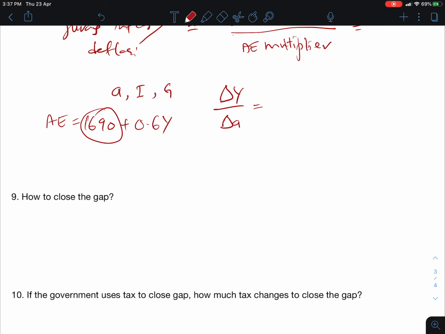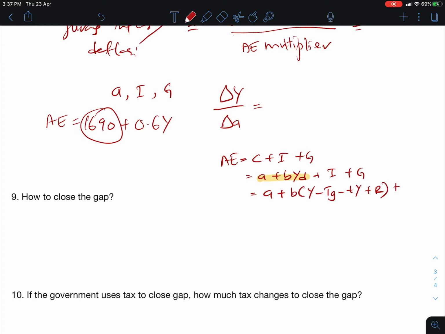You know that AE equal to C plus I plus G, and we know that C equal to A plus B YD, plus I plus G. So this one is C, that one is C. Okay, so we know that A plus B(Y minus TG minus small tY plus R) plus I plus G, so that the whole thing equal to A plus BY minus BTG, okay, minus BtY plus BR plus I plus G.